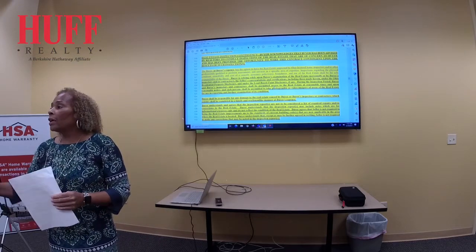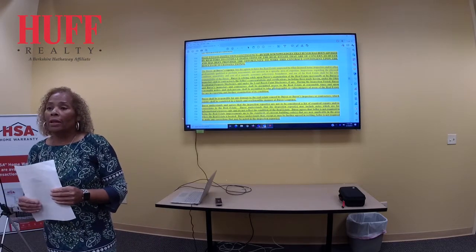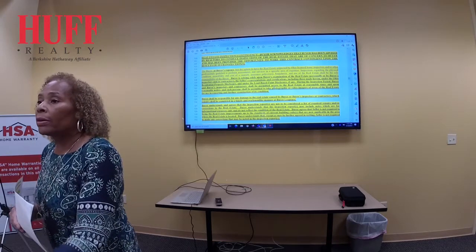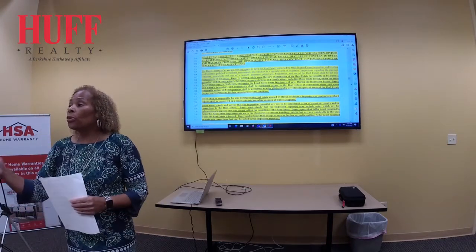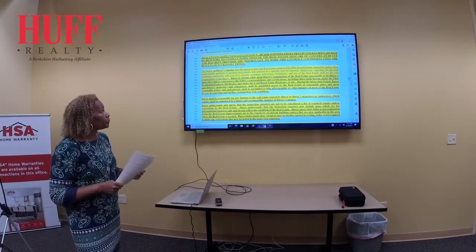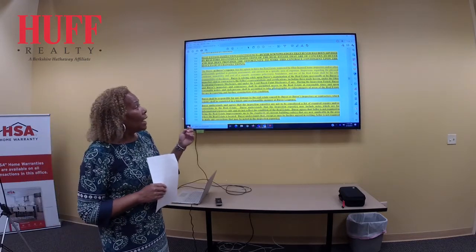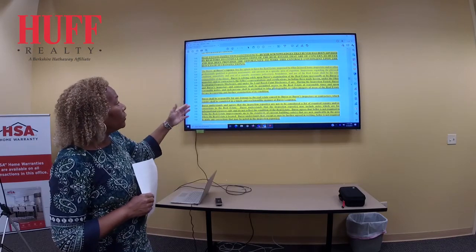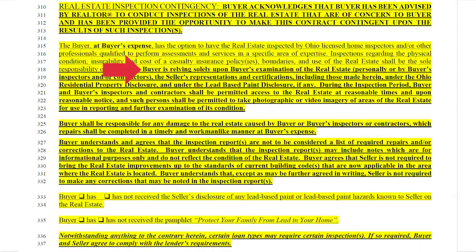So you can't just give somebody one card and say, here's a home inspector, you'll like this. You have to give them 3 names. By law, that's what you have to do. And basically, what's in bold there is that the buyer is relying solely on the buyer's examination, either personally or through their home inspector, to decide whether or not the property meets their needs.